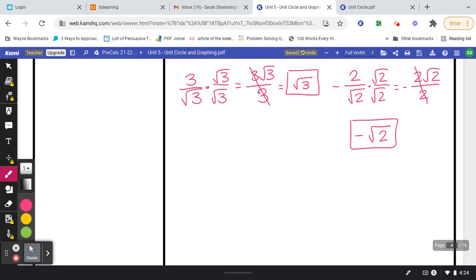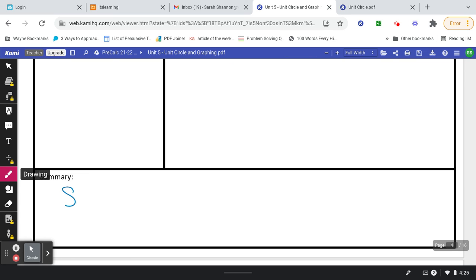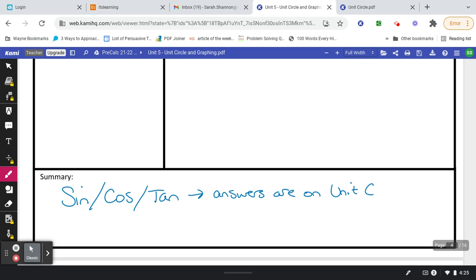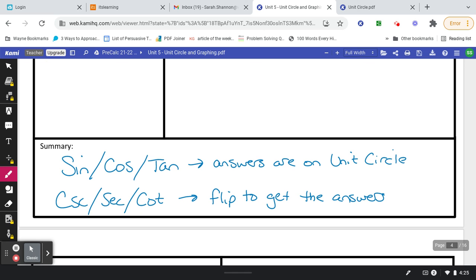Now at the bottom, I want to make sure that we write a summary because this is important. People always forget this. For sine, cosine, and tangent, the answers are on the unit circle. All you have to do is look at the unit circle. Sine, cosine, and tangent, the answers are on the unit circle. For the other 3, cosecant, secant, and cotangent, flip to get the answers. All you got to do is flip that fraction over to get your answers.